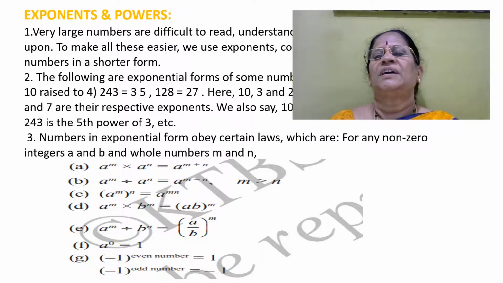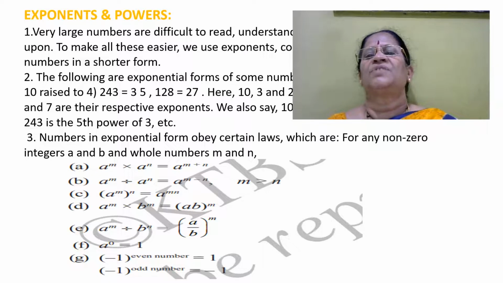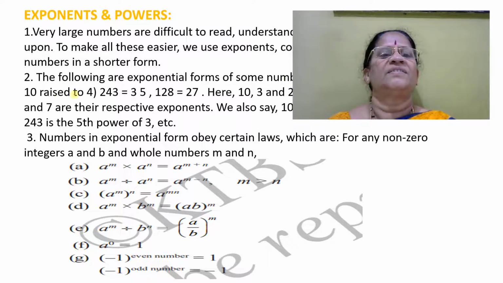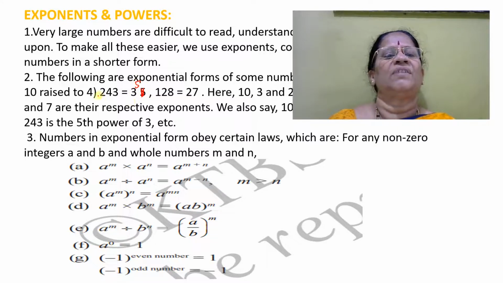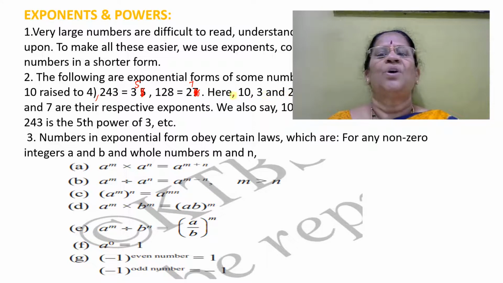So here 10,000 is written as 10 to the power 4 and read as 10 raised to 4. 243 is 3 to the power 5. 3 to the power 5 is 243. Similarly, 128 is 2 to the power 7. 2 to the power 7 is 128. Here 10, 3 and 2 are the bases.